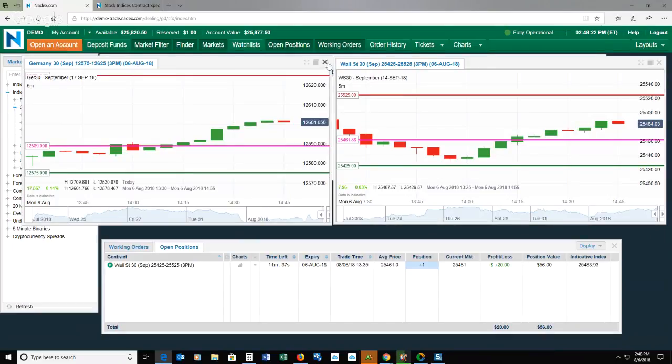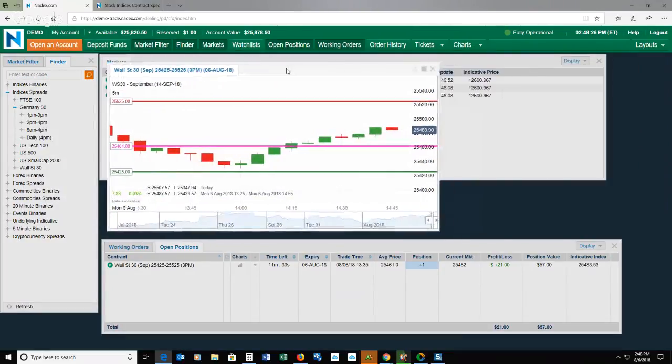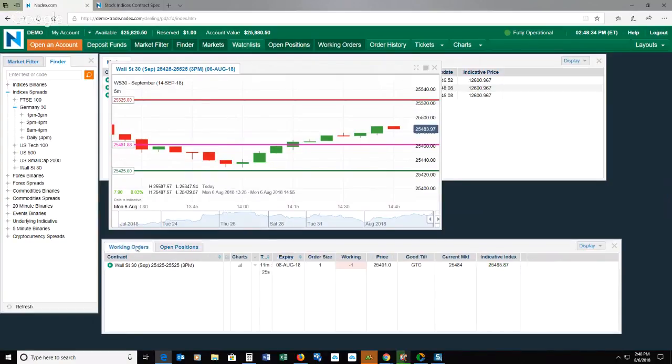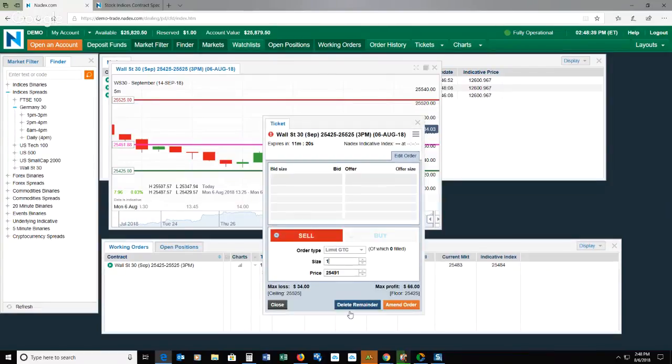Now, one thing to warn you about is, let's say you decided to exit this right now. Do not click on your open position. Go over to your working order and click on that one and then select the bid to exit. That's easy to see because the cell is already highlighted for you.